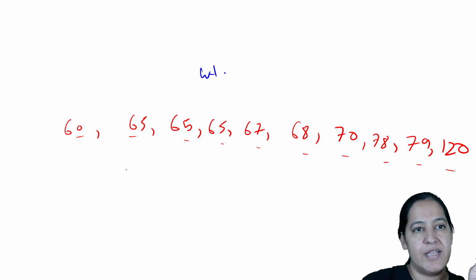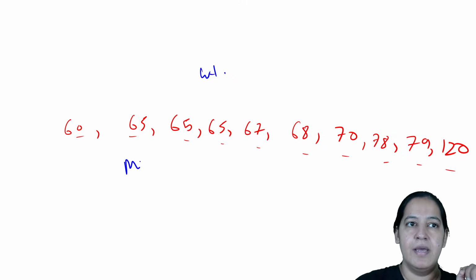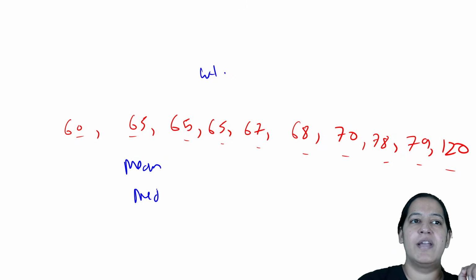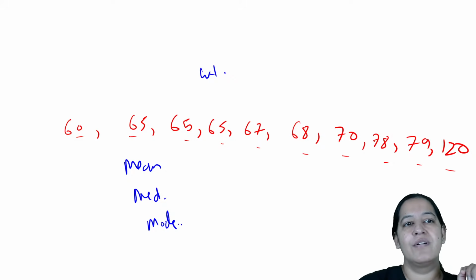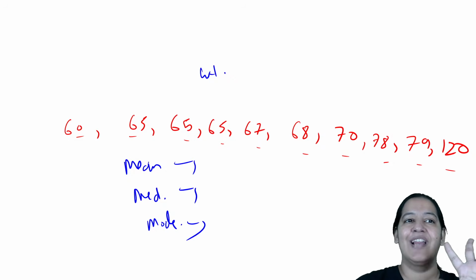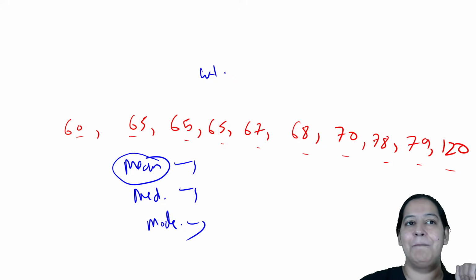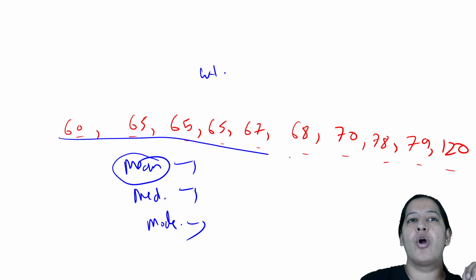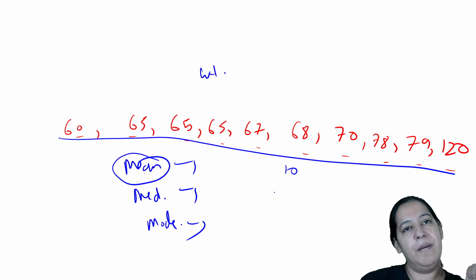Who will help me in calculating mean, median, and mode? Okay, we will not calculate it, we will say how we will calculate it. For the mean, what will we do? We will add all of them and divide by 10. That will be the mean.